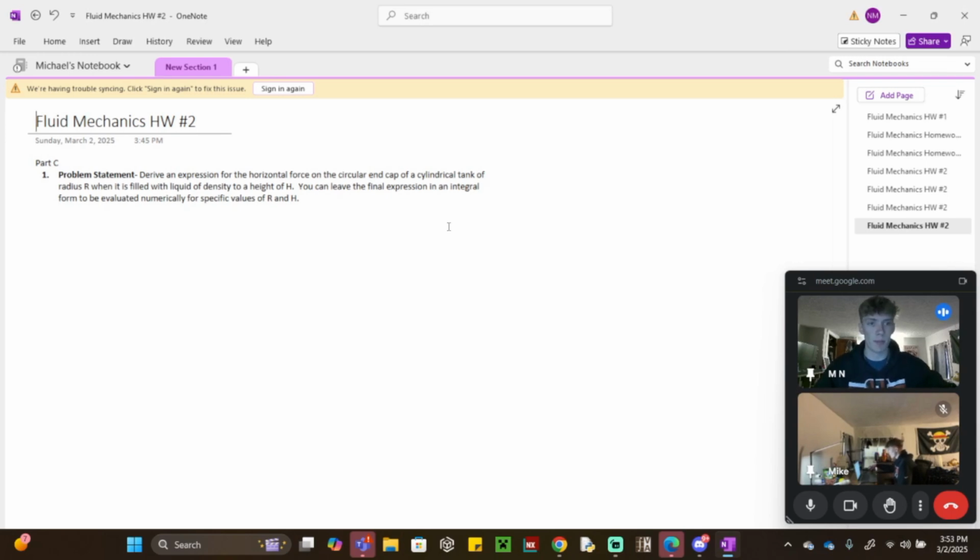You can leave the final expression in an integral form to be evaluated numerically for specific values of R and H. So this problem is actually kind of similar to part A of this homework, where we had our circular end cap, but the difference being that part A had it filled up to only half, and we're going to fill this up to a height of H with our fluid. So this will be big H. And we'll once again have our radius of big R.